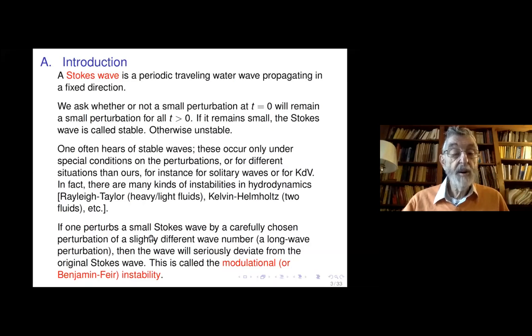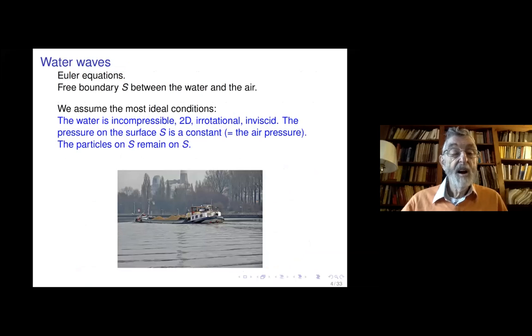So if one takes one of these Stokes waves, let's say a small Stokes wave, and you perturb by a slightly different wave number, then the wave will deviate from the original Stokes wave in time and grow exponentially, at least for a certain time. So that's, basically in a few words, what I'm talking about. So I'll write down the Euler equations in a moment. You have the Euler equations, which say what happens in a fluid.